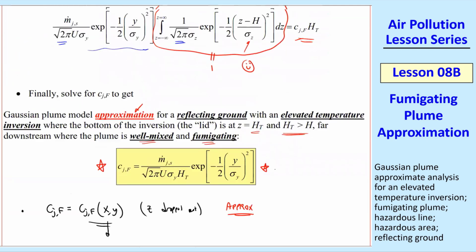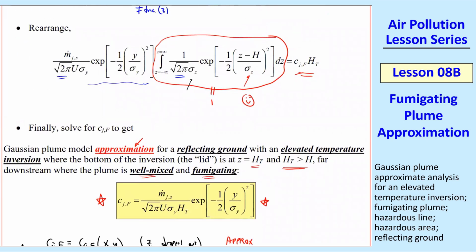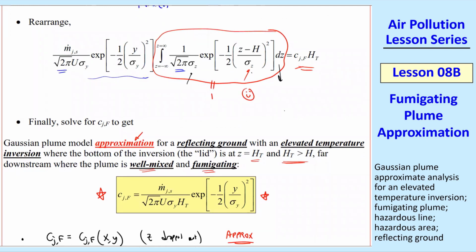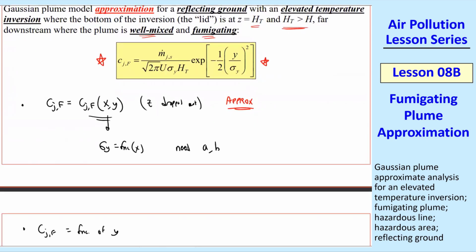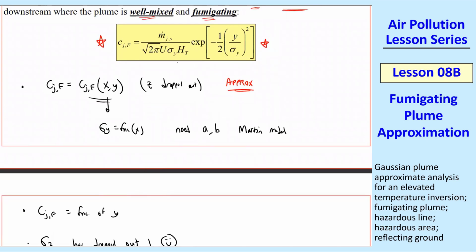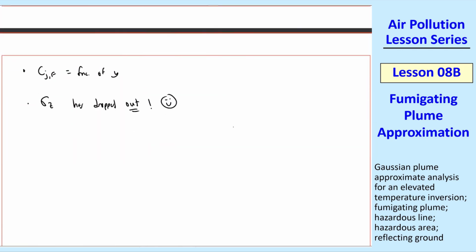Sigma z has dropped out because when you do the transformation of coordinates, that sigma z and this sigma z, when you change your dz to some d psi, or however you're going to do this, and you work through the integral, it actually just drops out completely. So we only need those coefficients a and b in the Martin model. We don't need c, d, and f to get sigma z. We don't need sigma z anymore. But CJF is a function of x because of sigma y, and it's a function of y, obviously, because of this exponential term.